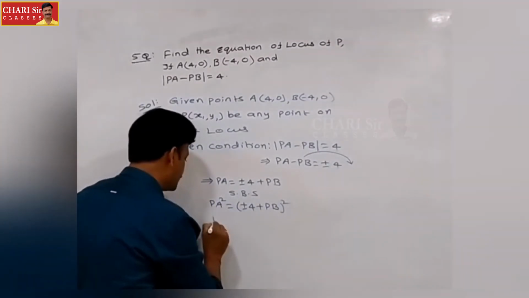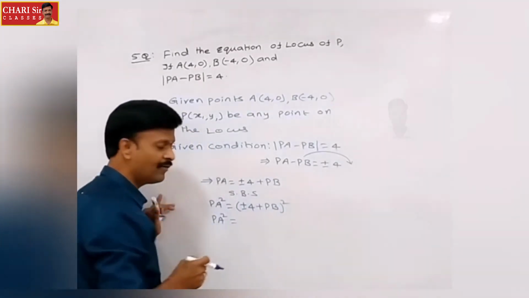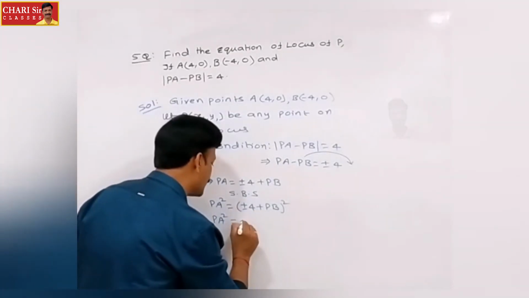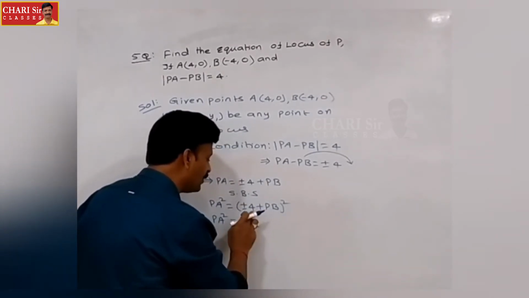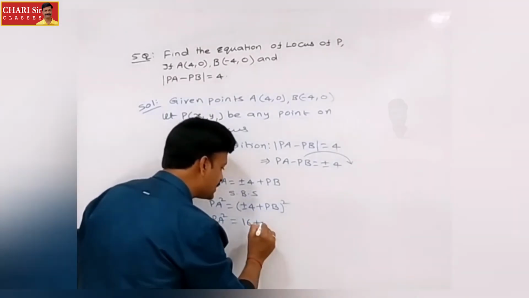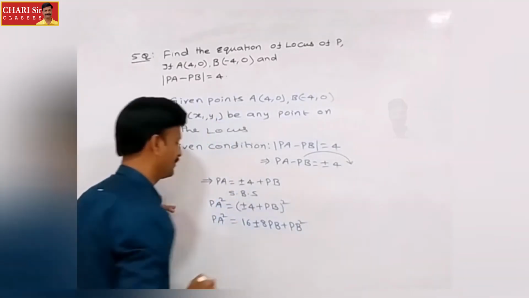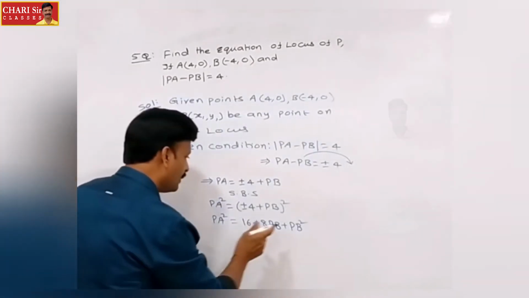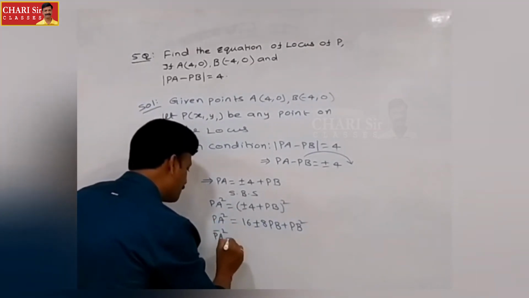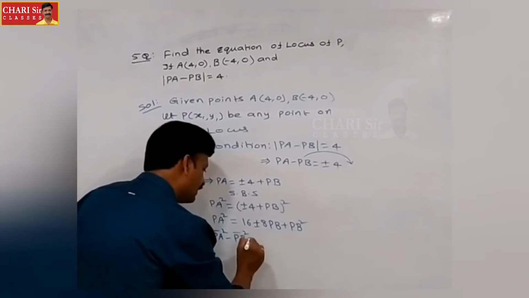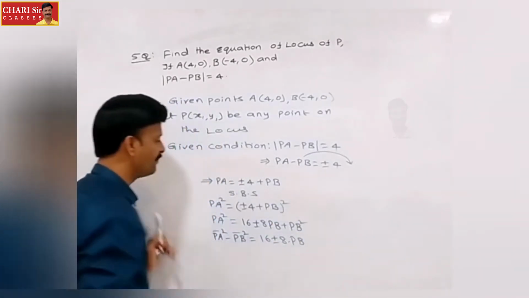PA square is as it is on the left hand side, and (plus or minus 4 plus PB) whole square is in the form of (a plus b) whole square, so we take the expansion. Plus or minus 4 square is 16, plus or minus 2ab, 2 into 4 is 8, 8 PB, plus PB square. Now this PB square we transfer to the left hand side, that is PA square minus PB square is equal to 16 plus or minus 8 PB.